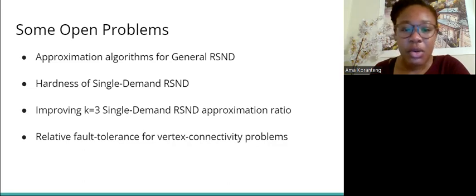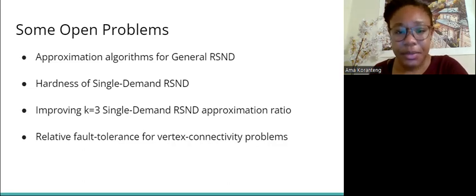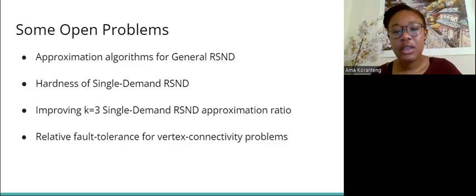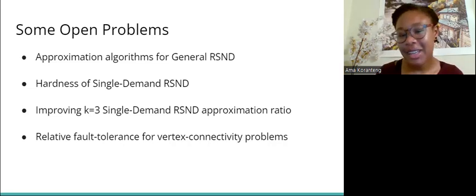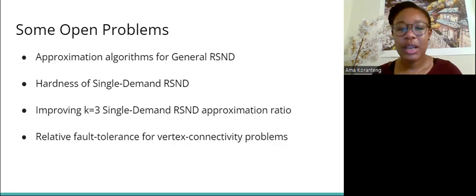And then for single demand RSND, I did briefly mention in our results section that single demand RSND for k = 3 was surprisingly difficult. So this special case feels like a difficult problem, but we don't actually have any hardness results to back up that hunch. And then for k = 3 single demand RSND, we have that 27/4 approximation, but it seems very plausible that with a different approach, you could improve this ratio.